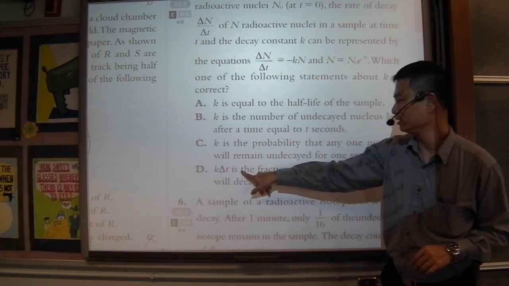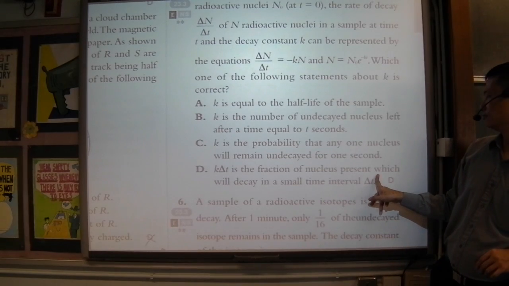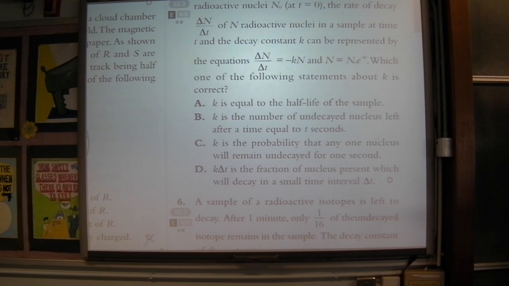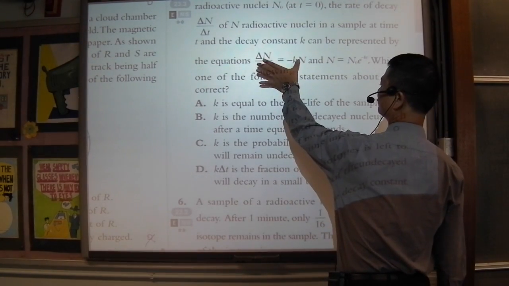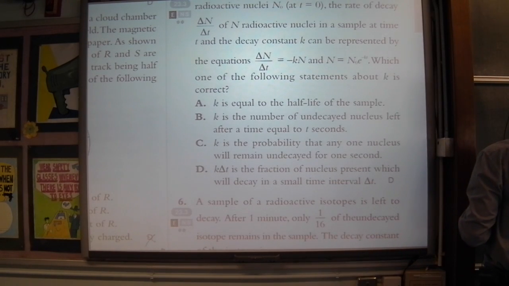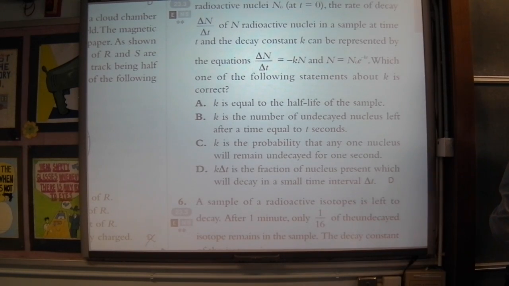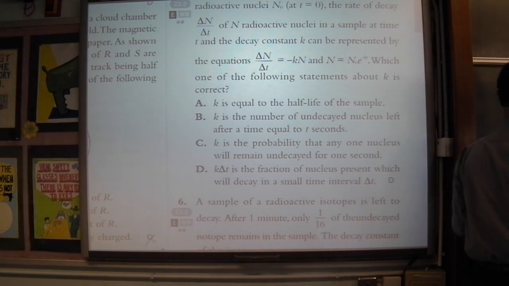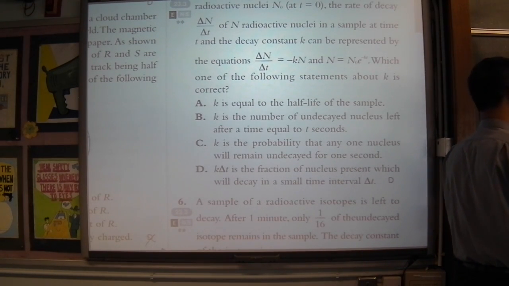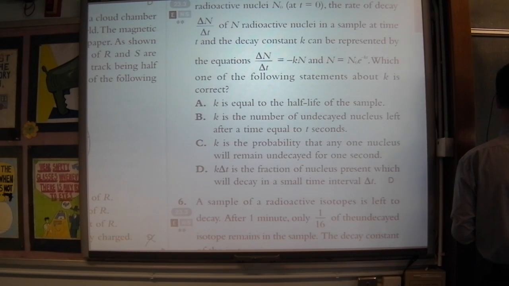Now, k delta T is the fraction of nuclei present which will decay in a small time interval delta T. It looks complicated, but if you try to rearrange the formula, then it is pretty obvious. Now, start from this one. Delta N divided by delta T is equal to minus kN. So this is a valid formula. Now we rearrange it a little bit and move it like that.